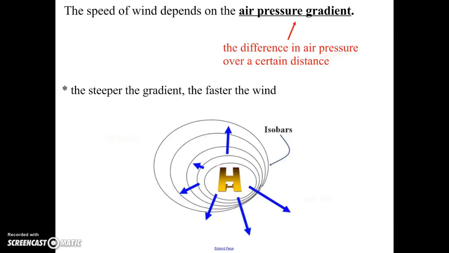Now, the speed of the wind is going to depend on the air pressure gradient. Do you remember when we studied topographic maps, we were looking at gradients, how steep the land is? It works the same way with air pressure. We use the gradient formula to calculate basically the difference in air pressure over a certain distance. The steeper the gradient is, the faster the wind will blow.